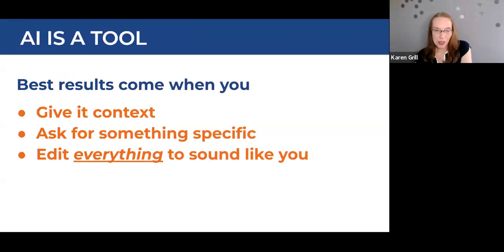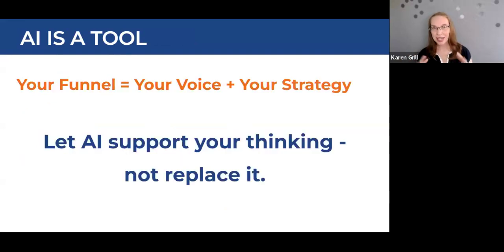So again, AI is a tool. You have to give it the context, ask for something specific, but then you need to edit whatever it gives you. It's going to give you some outputs, right? But if we want to stand out, we still have to infuse our personality, the way we do things, the way we work, so that it sounds like us and in alignment with what we do. So when you're creating your funnel, it has to be your voice, your strategy, your ideas, and we're just letting AI support us, not replace us.